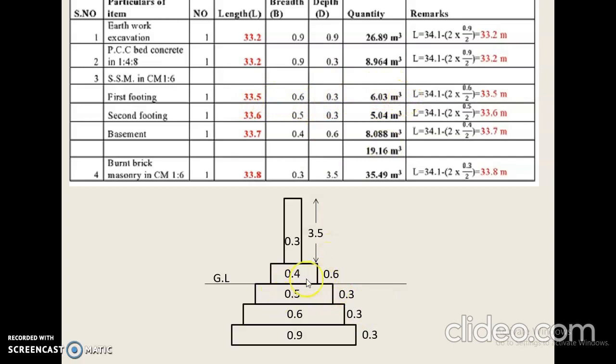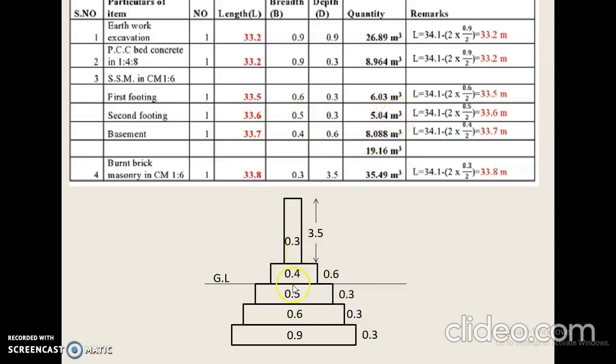Let us go for the second footing. In this again, 34.1 minus 2, number of junctions, into width of the work 0.9, you will get 33.6 meter. Now the total length of the second footing is 33.6 into breadth of the work 0.9. See, the depth is 0.3 given in the section. If you simplify this, you will get 0.04 meter cube.